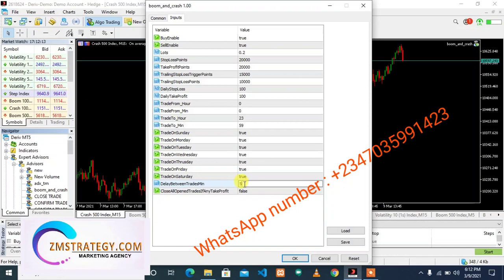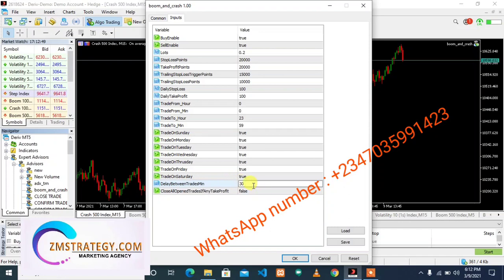Let's say the robot has taken a buy trade, but you don't want the robot to take another buy trade again. You want it to delay before taking another trade. You can set the minutes. You can say you want the robot to delay for like 15 minutes, or for like 30 minutes before taking another trade. So the robot is going to delay for that particular number of minutes before it takes another trade. So that is just the work of the delay between trade minutes.